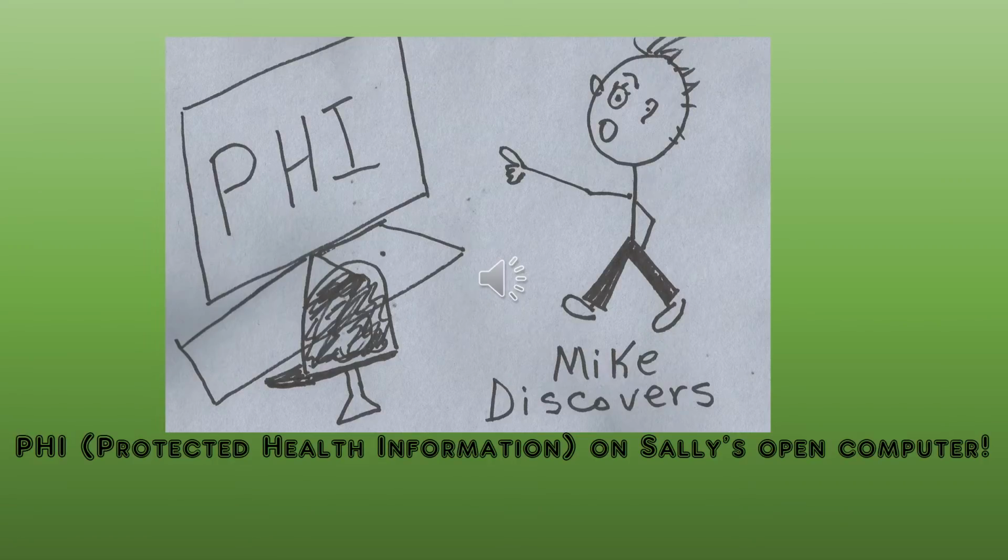While Sally was out to lunch, Mike was passing by her workstation and discovers PHI displayed on Sally's computer screen. Oh no, he thinks, this is not good. However, Sally has access to files that I don't have. I think I'll just go in and check on the test results of my neighbor who was in here yesterday.